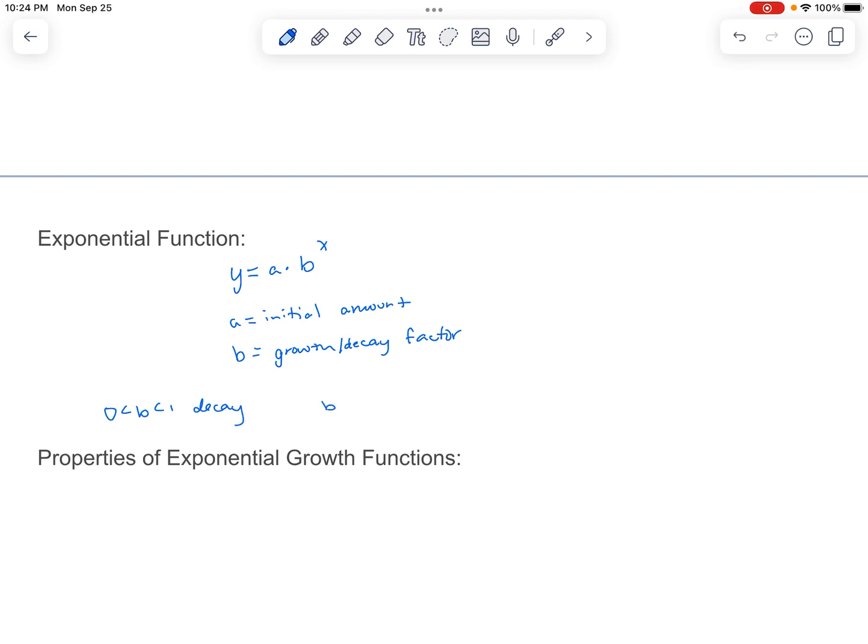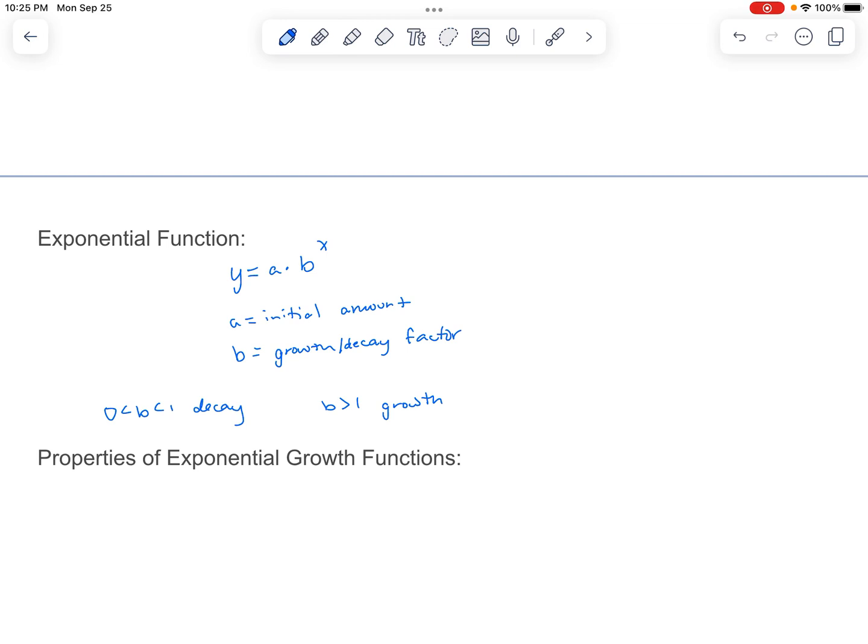If your b value is greater than 1, I know I just put that the wrong way. If it's greater than 1, then you have a growth. So remember that with an exponential function, you're talking about something like doubling or cutting in half, okay? So something to note, a little bit of discussion of what's a linear function versus an exponential function.